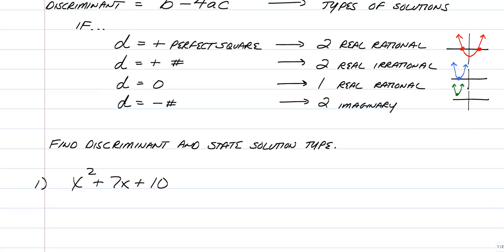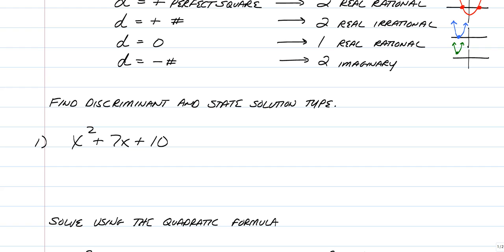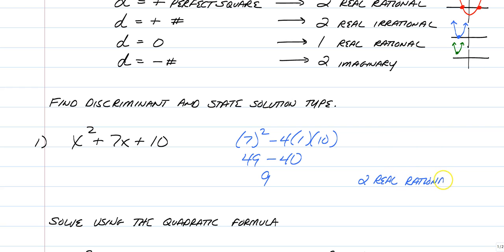Okay? So let's go do a little bit of practice. First example, we're just going to find the discriminant and state the solution types. So our discriminant is b squared minus 4ac. For this problem, it would be 7 squared minus 4 times 1 times 10. So 49 minus 40 is going to give us 9. So 9 is a positive number, and it's a perfect square. So we would have two real, rational solutions. Okay? So that's a little example for you on that.